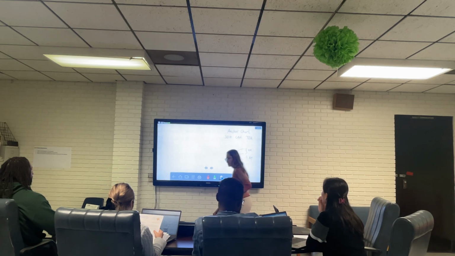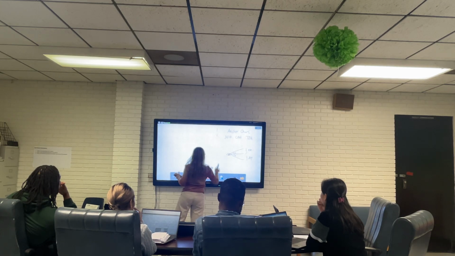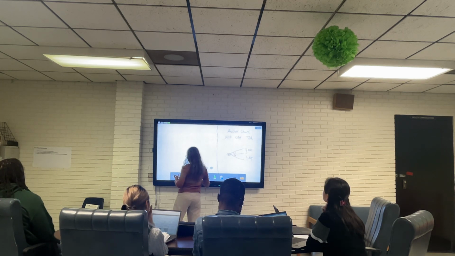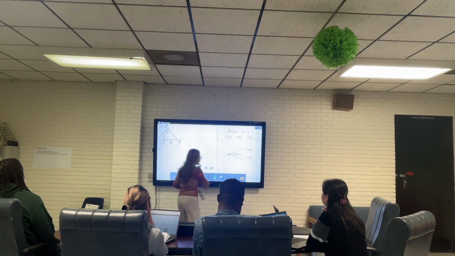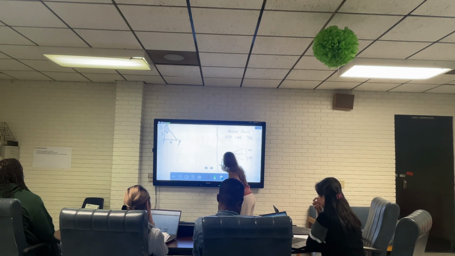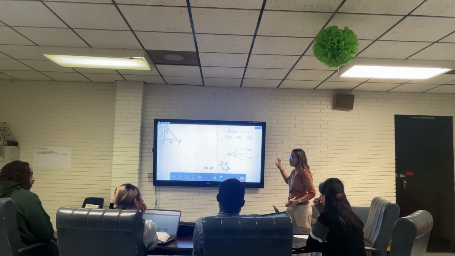Yeah, shortcut. So that's our anchor chart. This is number one. I also have the parts of a right triangle. This is the hypotenuse. This is our opposite. Those are the anchor charts posted on our board.